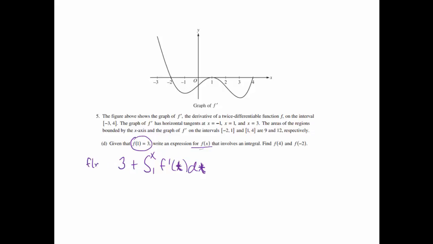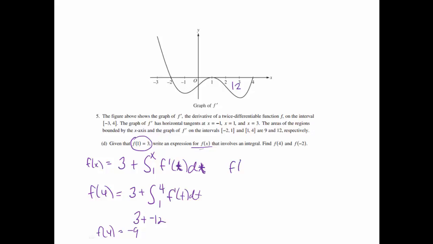So f of x would equal that. Again, that's just accumulation. This is telling me how much I'm changing, and this is telling me what I'm starting with. If I would like to find f of 4, all I need to do is plug 4 in for my x. So this would be 3 plus the integral from 1 to 4 of f prime of t dt. The integral of f prime would be the area under the graph. They had told me already that this was 12, however it's negative. So this will be 3 plus negative 12, so f of 4 will equal negative 9.